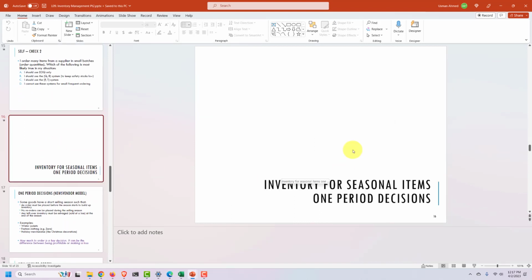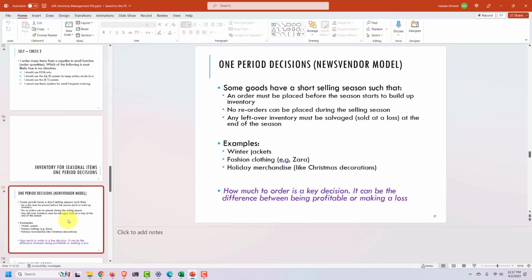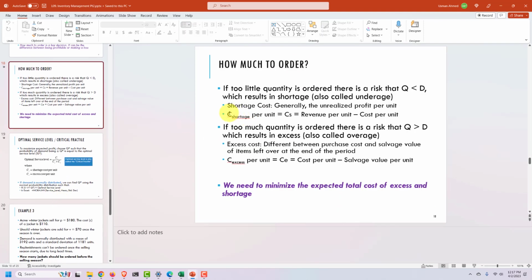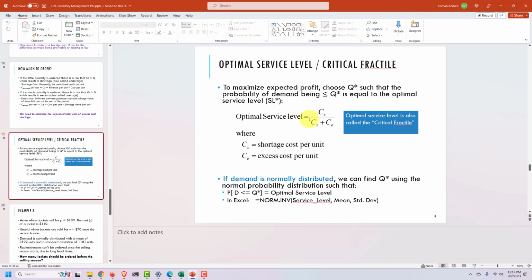So you go to this section here on inventory management part 2, inventory for seasonal items, 1 period decisions. That's also called the newsvendor model. Here you see that you need CS, which is C shortage, and C excess, which is CE, and then everything else is based on these two numbers, where you have the optimal service level, CS over CS plus CE, and then you have to do some probability calculations using norm.inv.